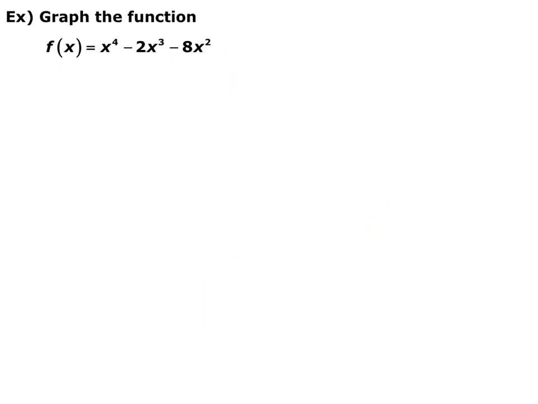So now let's try this one. First thing I notice is it's not in factored form, so I need to put it in factored form first. I notice that I can factor an x squared out of everything, and then I'm left with x squared minus 2x minus 8. And that's a quadratic trinomial, so that will factor. So go ahead and pause the video and finish factoring this, and then find all the zeros and their multiplicities.